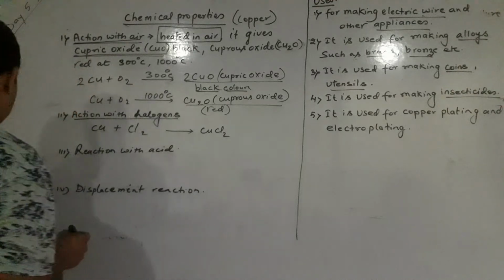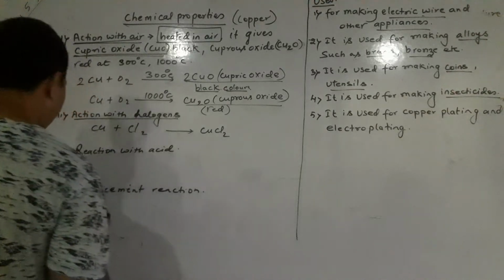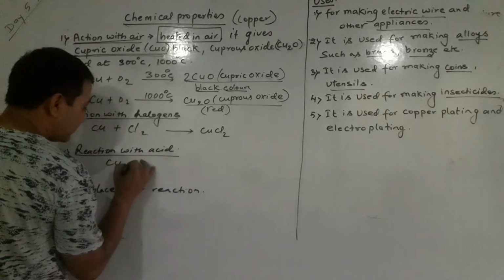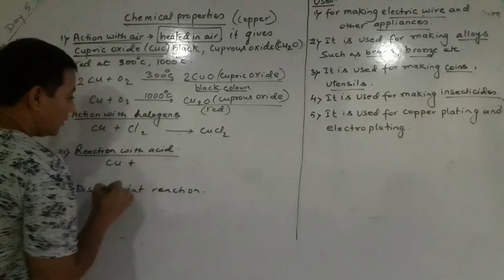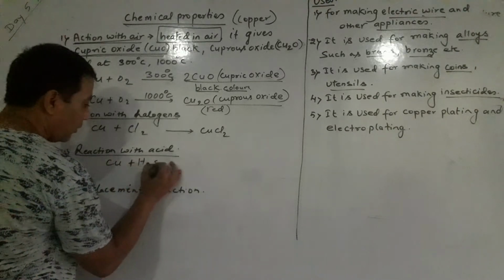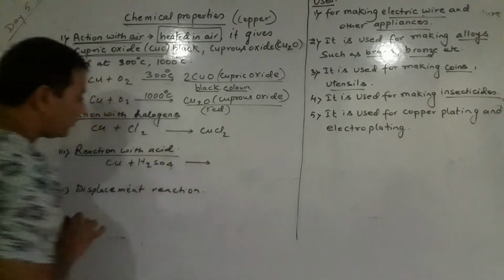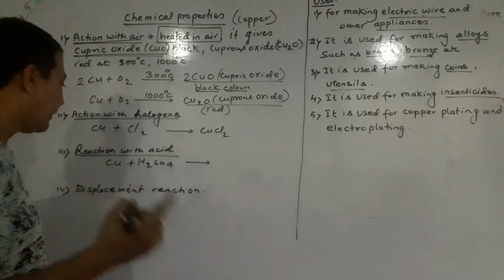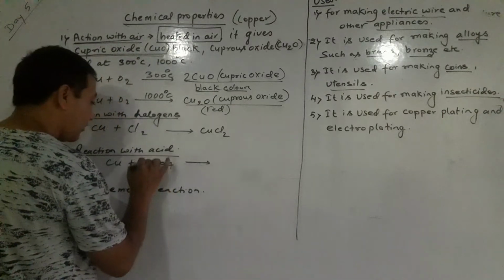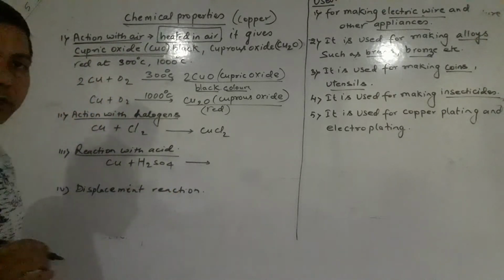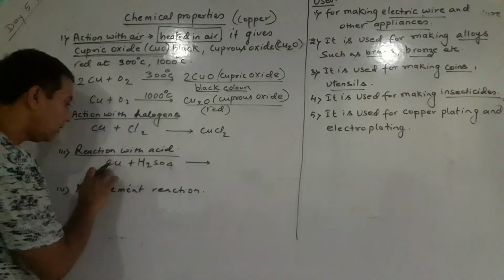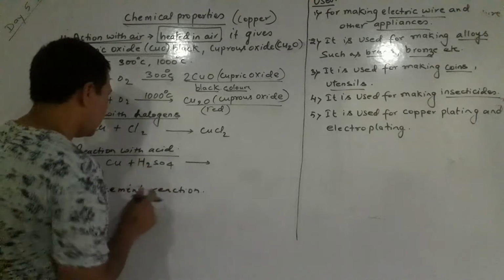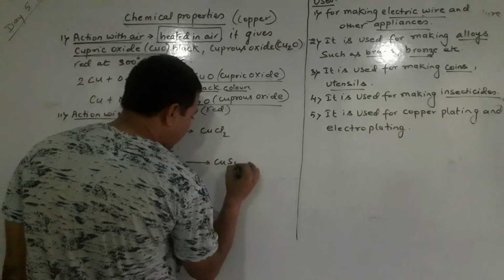Then the next one, when it reacts with acids. When a metal reacts with acids, what will it form? Suppose H2SO4. These are acids. Let us take the example of sulfuric acid. This is a metal, and when it reacts with acid, it will form a metal salt, that is CuSO4.